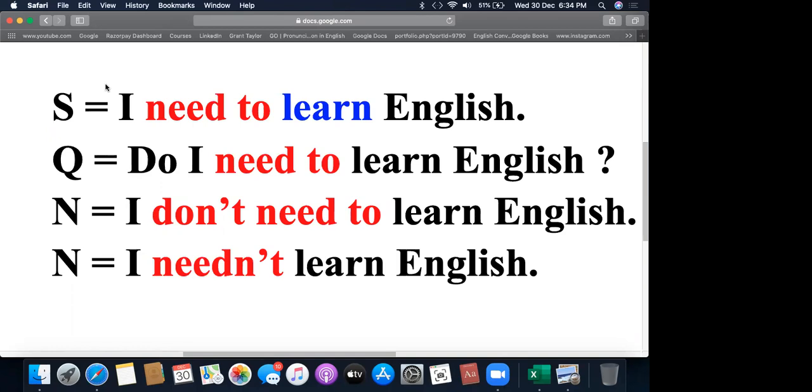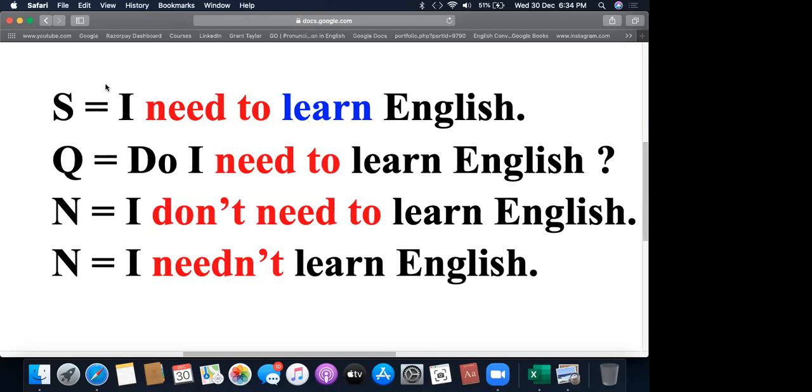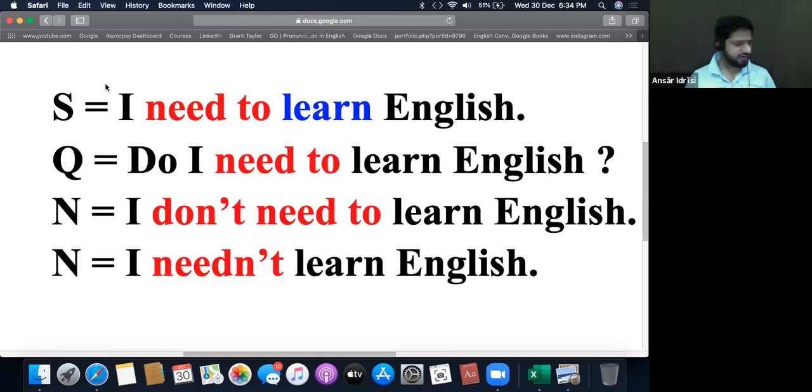Good. I need to start a bike. Do I need to start a bike? I don't need to start a bike. I need to wear a mask. Do I need to wear a mask? I don't need to wear a mask. Very good. I need to bring. Do I need to bring? I don't need to bring. I need to pay attention. Do I need to pay attention? I don't need to pay attention. Very good. I need to maintain social distance. Do I need to maintain social distance? I don't need to maintain social distance. Very good. Nice sentence.